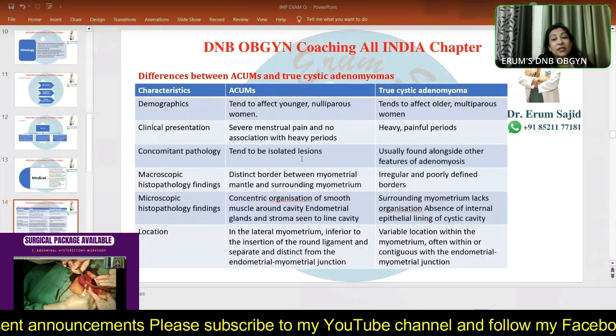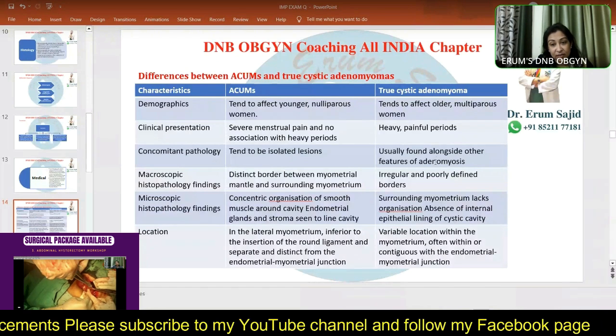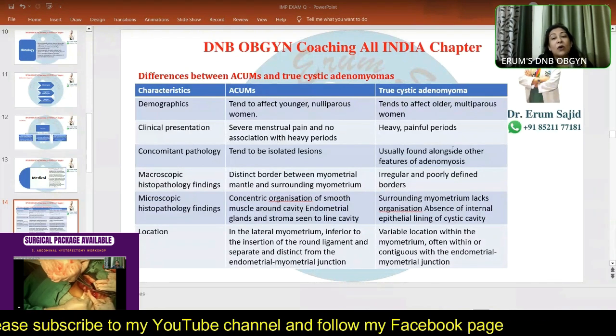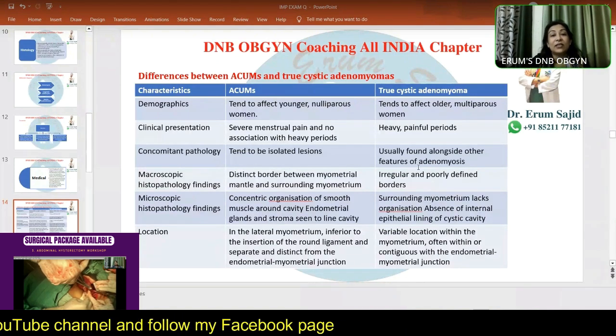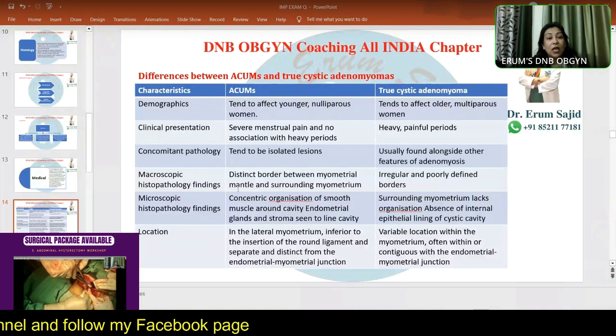These are usually isolated lesions, and you know how adenomyosis is. They are usually found along with adenomyosis. So there is adenomyosis mostly, and then cavitated lesions are also there. Cystic lesions are there.